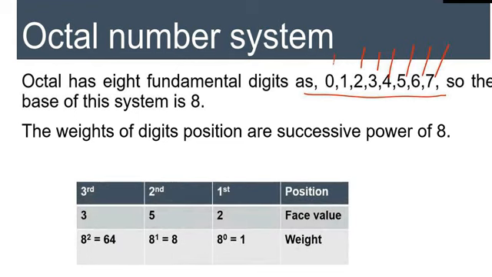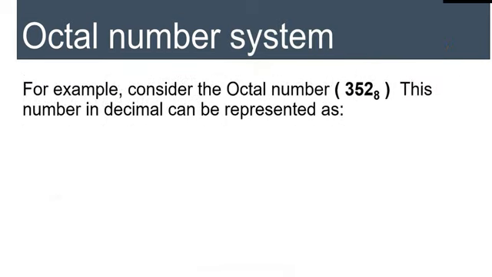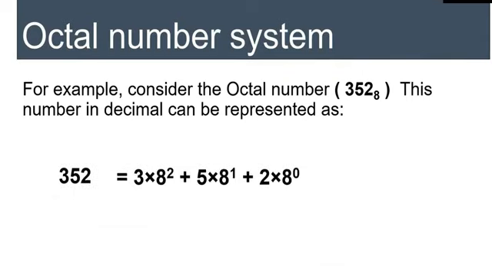Position, face value and weights. Here as this is a base 8 system, so 8 raised to 0, 8 raised to 1, 8 raised to 2, like this. There are different weights for different positions and face values of the given number. Suppose the number is 352. This is the octal number. This number in decimal can be represented by writing each digit separately, 352, and by multiplying by their octal weightage: 8 raised to 0, 8 raised to 1, 8 raised to 2 respectively.